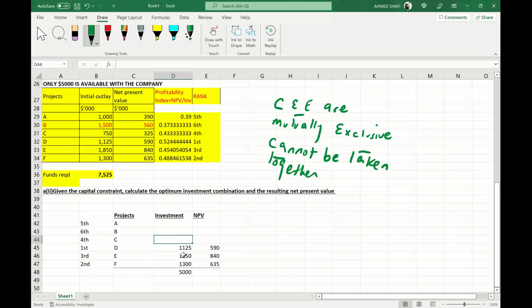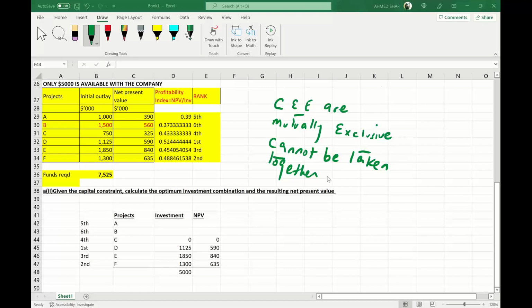So since you have already taken E as the third rank, even if you have money for C, they are mutually exclusive, you have taken E, you cannot opt for C. Mutually exclusive means you cannot take both of them together. So if you have taken E, the third one, you can never go for C even if you have money, because they're mutually exclusive. Ignore C.